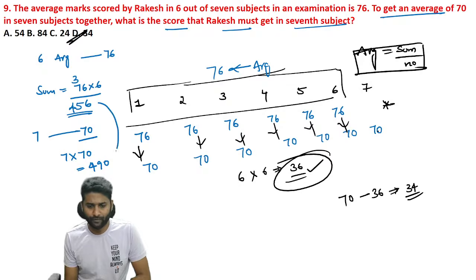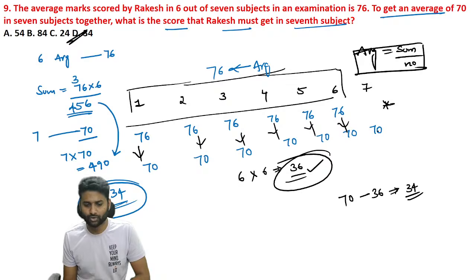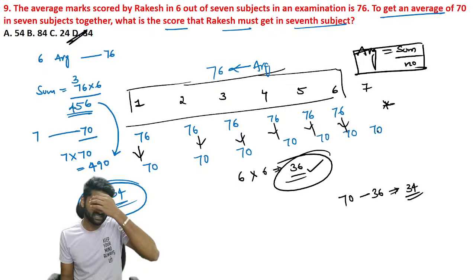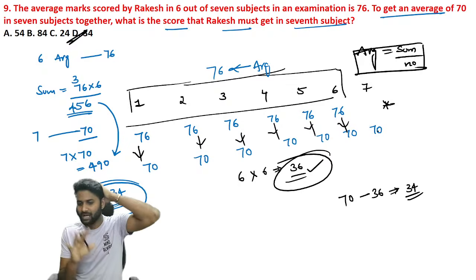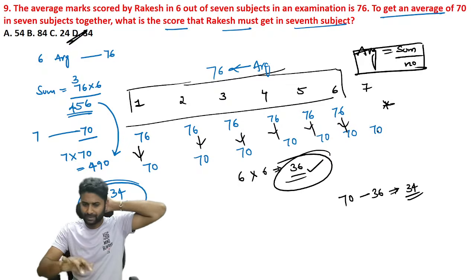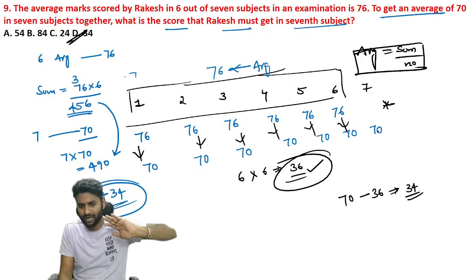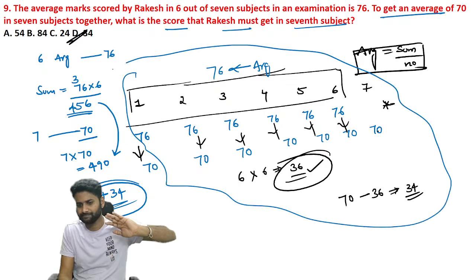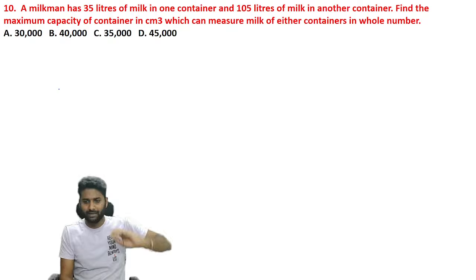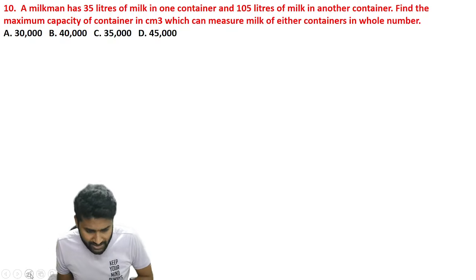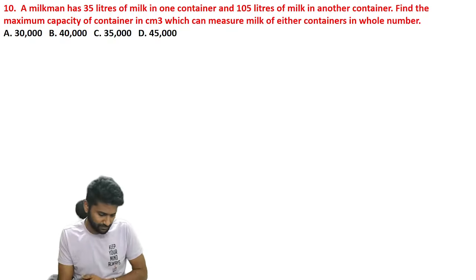490. Now 456 has to become 490. So how much do we need to add here? 34. If the person gets those 34 marks in the 7th subject, then the overall average becomes 70. This is another way to solve this kind of question. Otherwise, you can do it without pen and paper, so understand how we are equating the information. This is the last question in this concept, meaning the entire video.